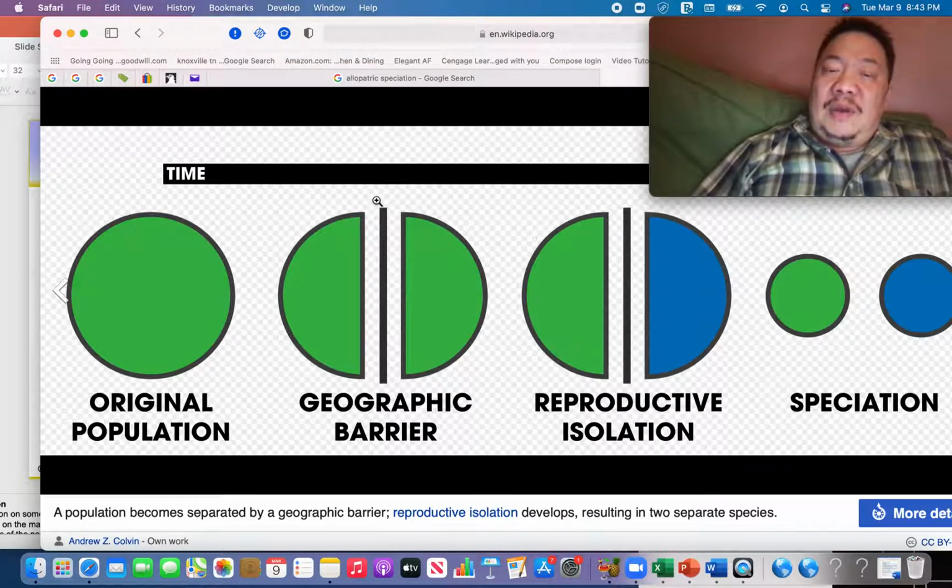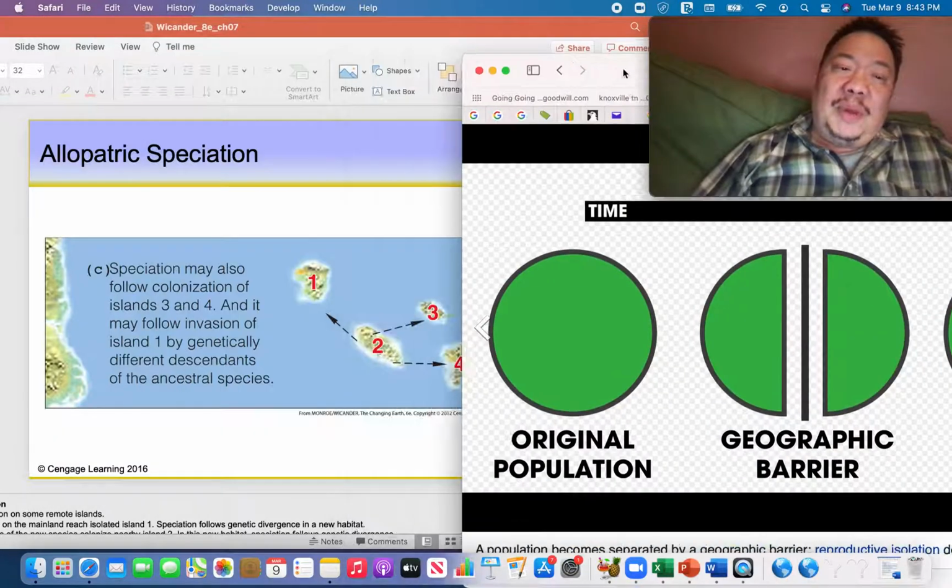When a geographic barrier separates a population into smaller populations or smaller gene pools, and they evolve differently on both sides of the geographic barrier, forming new species, that's called allopatric speciation.